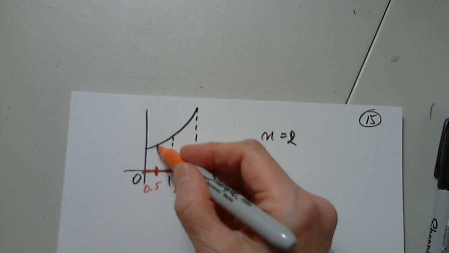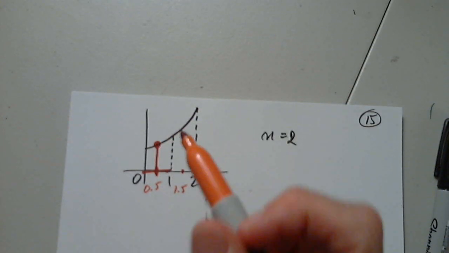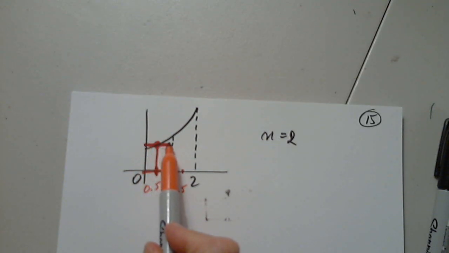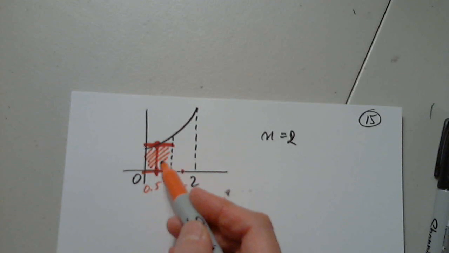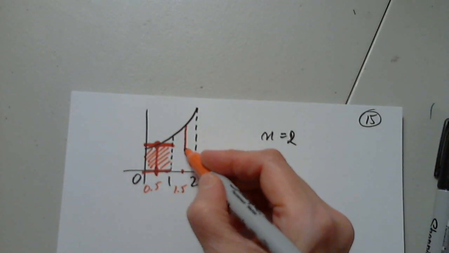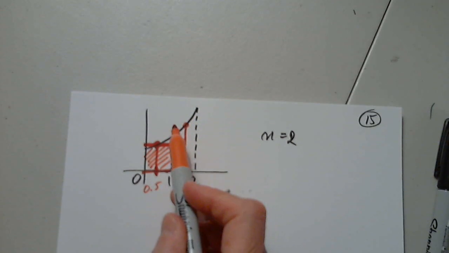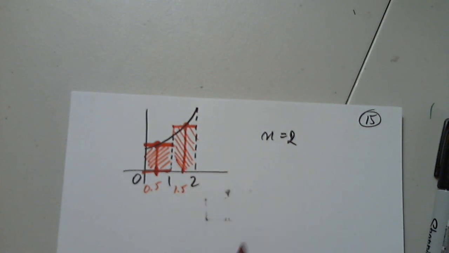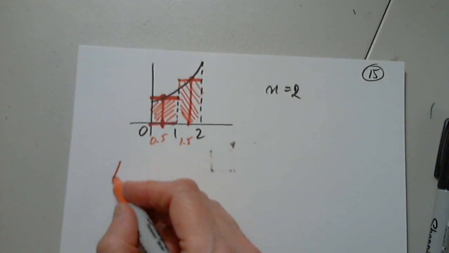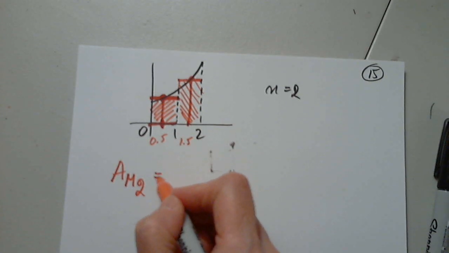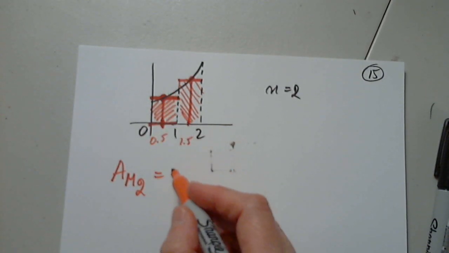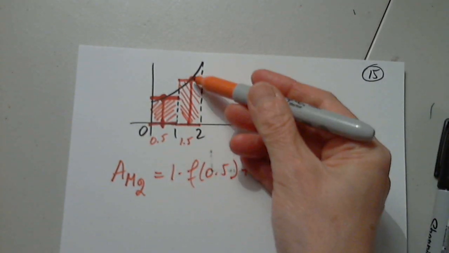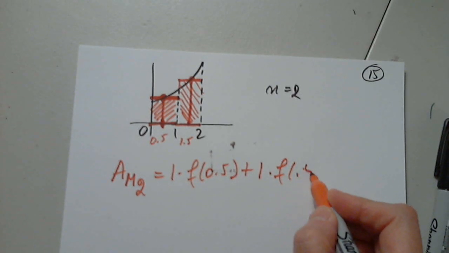Base, midpoint, up, where the vertical hits the function, across. Midpoint, up, hits the function, across. So then the area with midpoint 2 is still base times height, 1 times f of 0.5 plus base times height, 1 times f of 1.5.